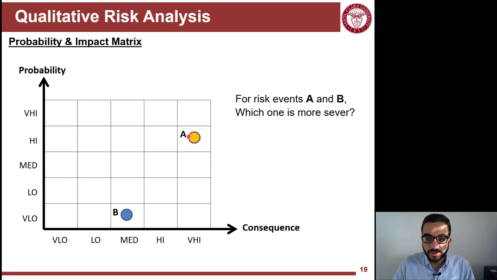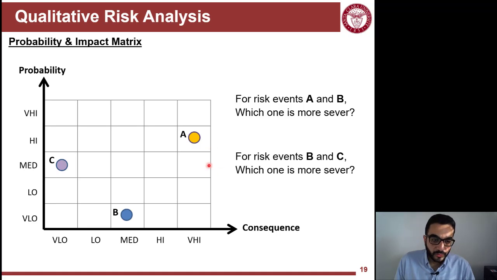thinking now which one is more risky or which one is more severe for you. Why do you need to do that? Because you have to pay attention to the most risky events. So which one here is more risky? Think about it. Another question, for B and C now as risky events, which one is more risky, C or B?